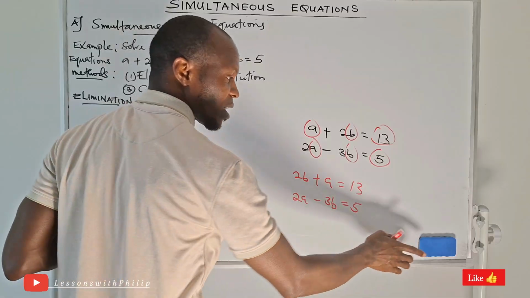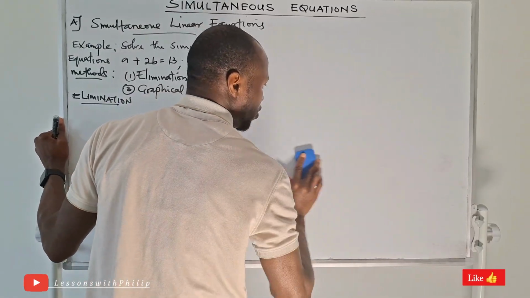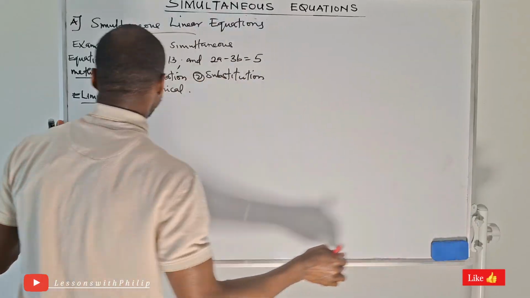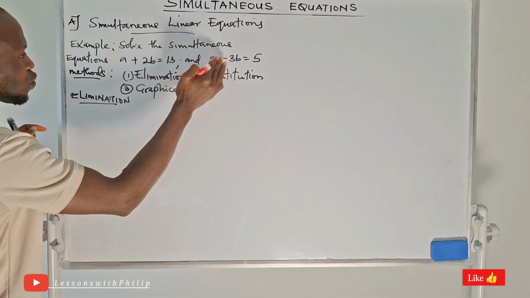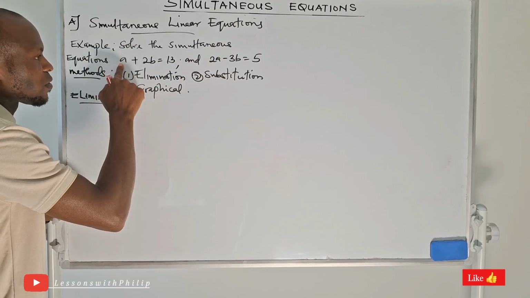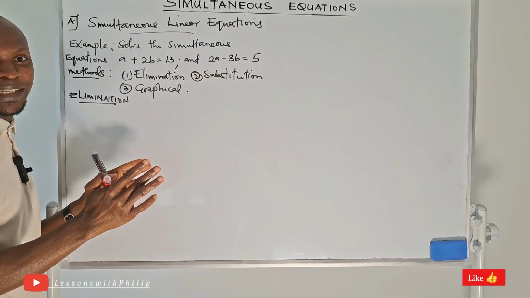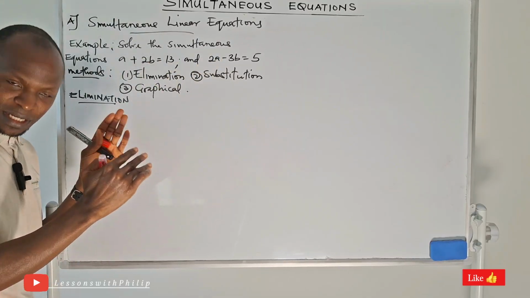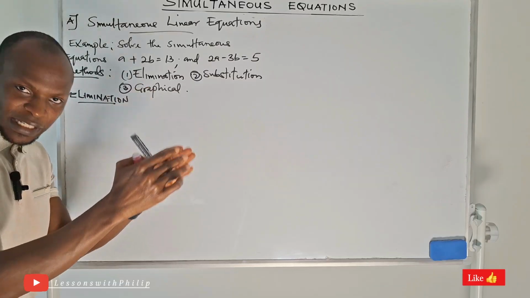If not, you can solve them simultaneously. Okay? Take note. Now, for the elimination method, you need to arrange your variables in the same pattern. So, for this one, the equations are arranged in the same pattern. You see, A comes first, followed by B. As long as they are in the same pattern like that, then that is good to go. If they are not, you arrange them in the same pattern.